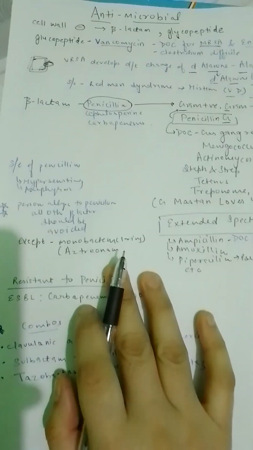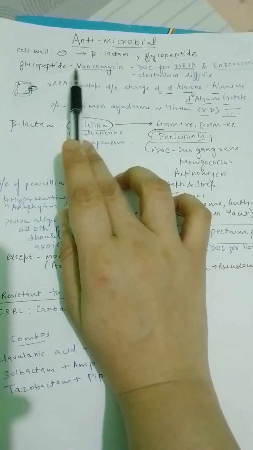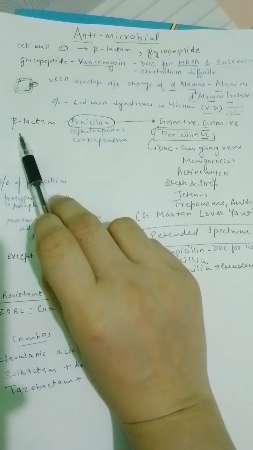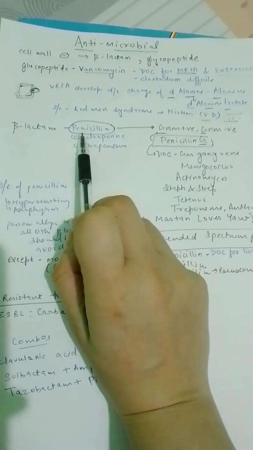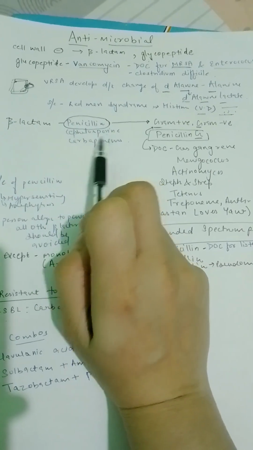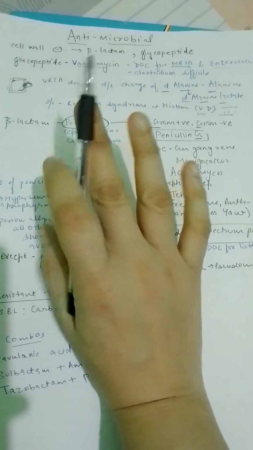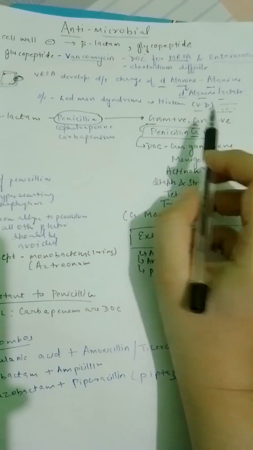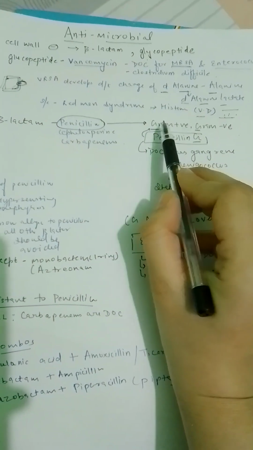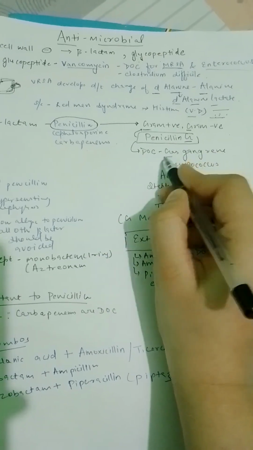Then let's begin with the beta lactam, the second cell wall inhibitor. The beta lactam is further categorized into three groups. Number one is the penicillin group, number two the cephalosporin group, and number three the carbapenem. First we see the penicillin, and in this video we are going to focus on penicillin. Penicillin G acts on gram positive and gram negative, and it is also a drug of choice for gas gangrene.